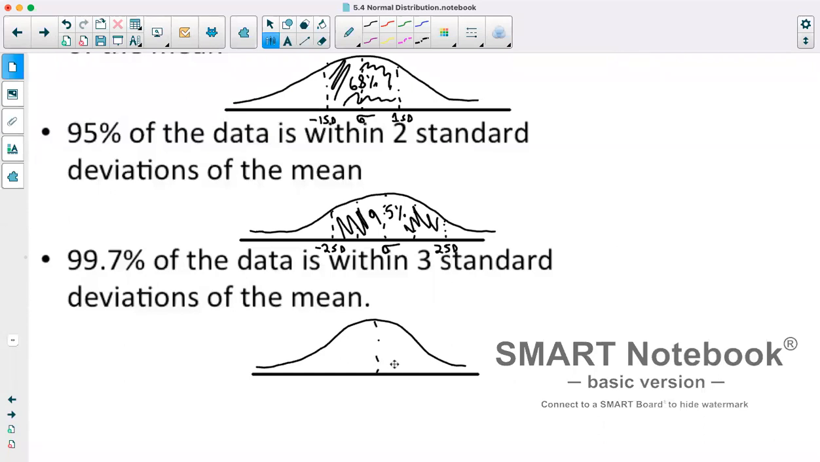Lastly, within 3 standard deviations, we have 99.7% of the data.